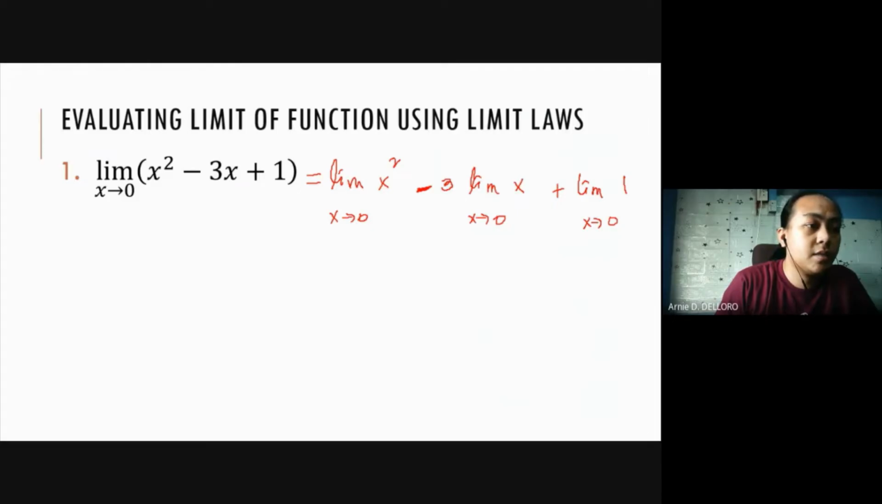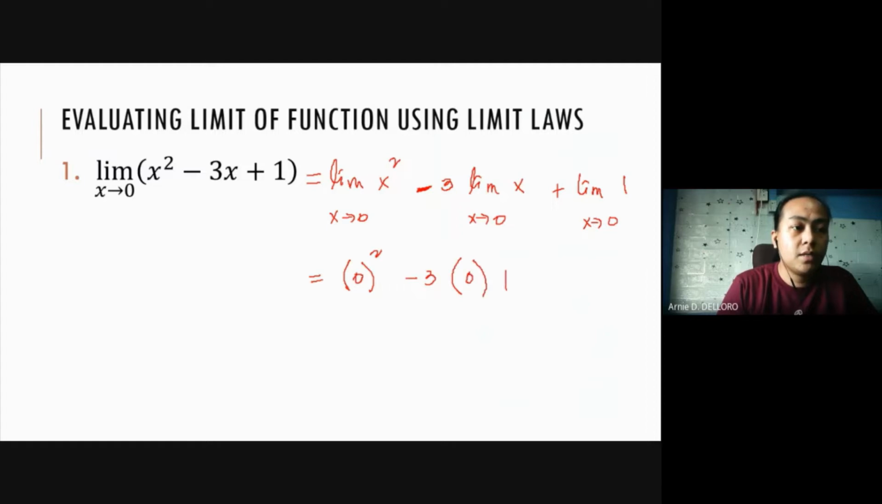Now, in this case, for the limit of the nth power of a function, we can substitute what x is approaching. So we'll just substitute 0 into the given function: 0 squared, minus 3 times the limit of x, which is the identity function, so 0, plus the limit of 1 as x approaches 0, or the limit of the constant is the constant itself. So this is equal to 1.